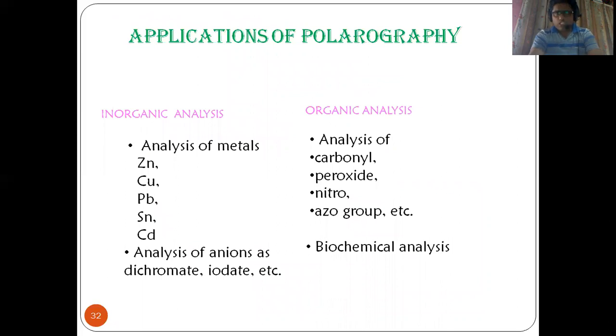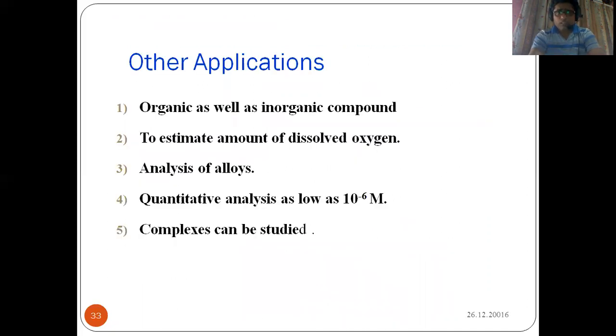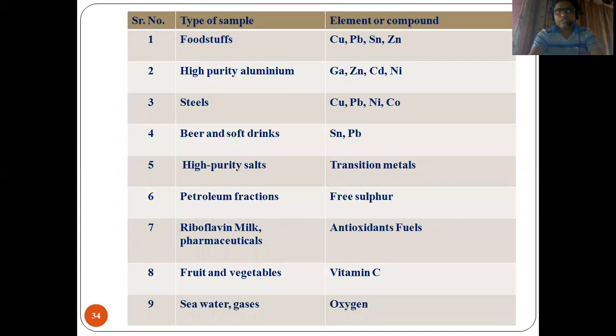So there are several applications of polarography. In inorganic analysis, various metal ions can be analyzed by using diffusion current, and in organic also, we can find out the carbonyl compound, peroxide. Those compounds can undergo reduction reaction and can be found out by using polarography. But obviously, the range is in between plus 0.4 volt to minus 2.0 volt. In other applications, organic as well as inorganic compounds, to estimate the amount of dissolved oxygen, analysis of alloy, quantitative analysis as low as 10 to the minus 6 molar, and complexes can be studied.